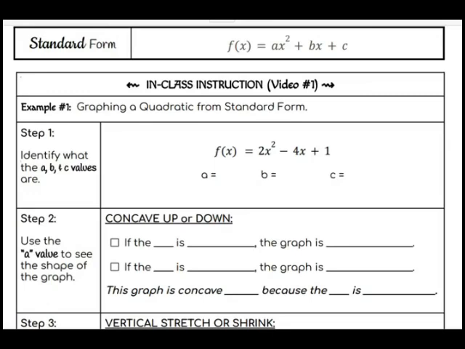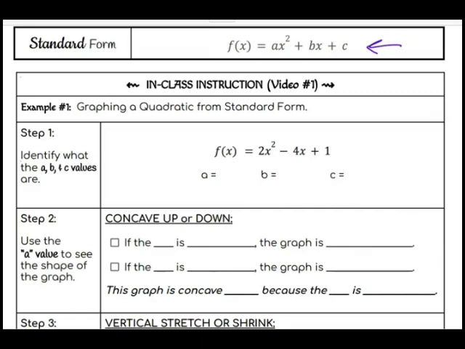We're going to take a look at the standard form of a quadratic function today, and we're going to learn the steps to graph it without using a calculator. This is the standard form right here, ax squared plus bx plus c.